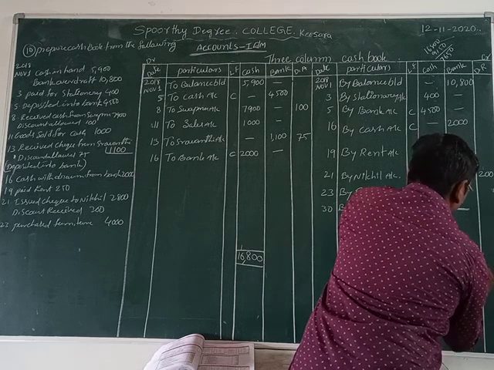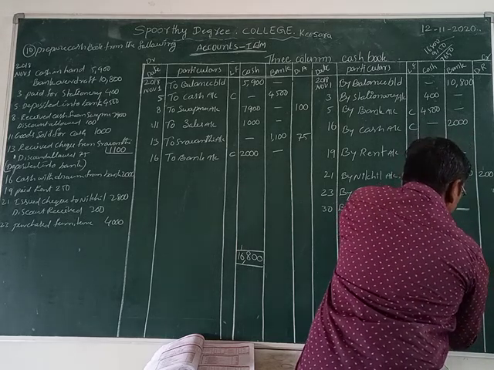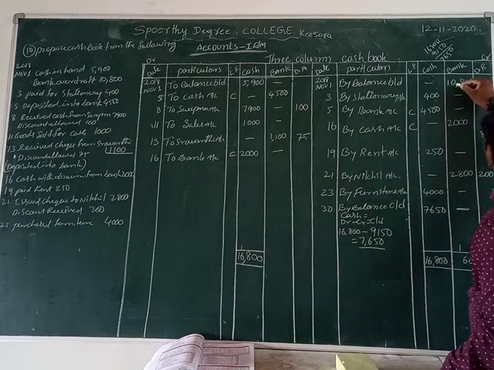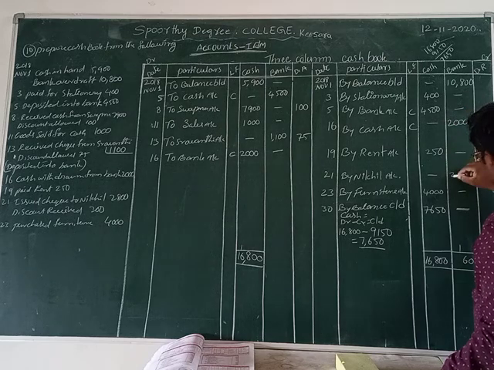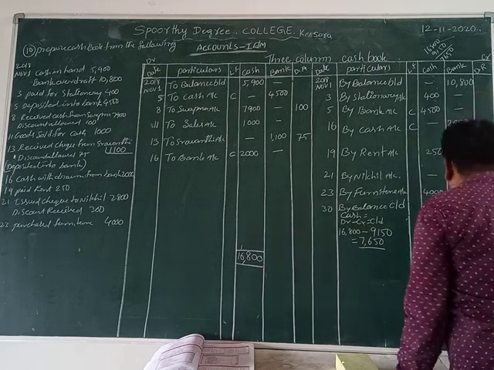Total is 0. 8 plus 8 16. 0. 2 plus 2 4 plus 1 5. Here is 1.